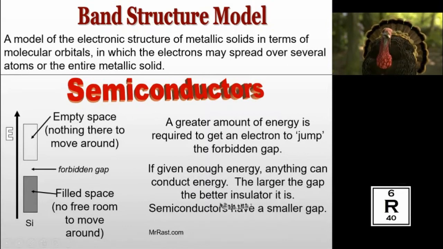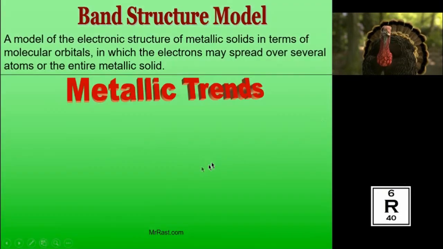The larger the gap, the better insulator it is. So the greater the forbidden gap, the better insulator it is. And insulator means it doesn't conduct energy well. Semiconductors just have a small gap. So by the band structure model, what we're saying is that metals have overlapping bands, semiconductors have a small forbidden gap, and nonmetals have a large forbidden gap.